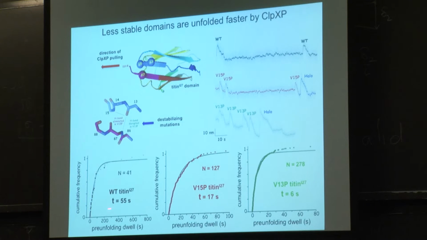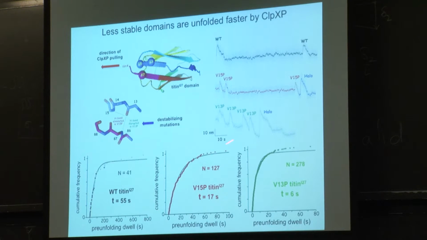So for the wild-type Titan, we found that the half-life for this unfolding event, which you can extract from this exponential decay rate, was about 55 seconds. Whereas for this V15P Titan, which we knew is less mechanically stable, it was about 17 seconds. And for this V13P Titan, it was about 6 seconds.